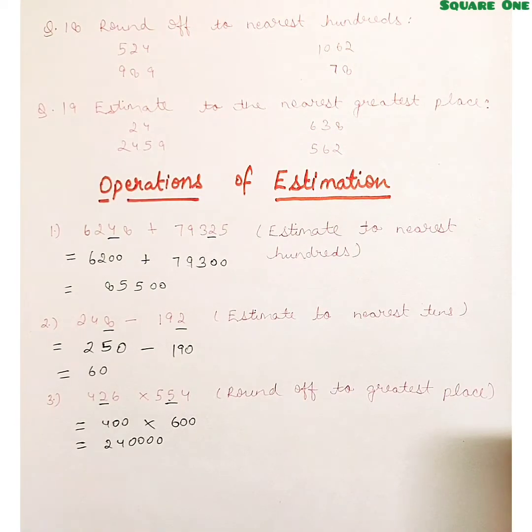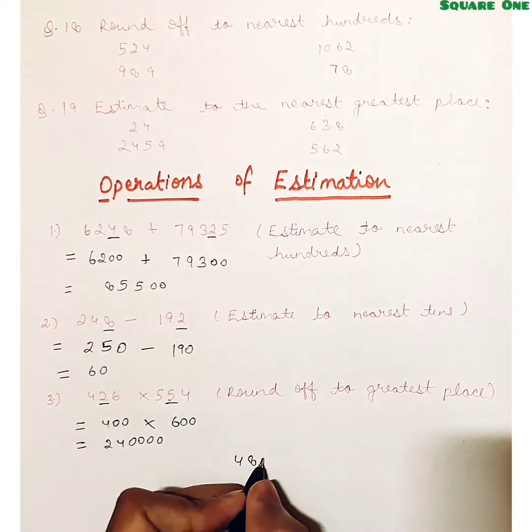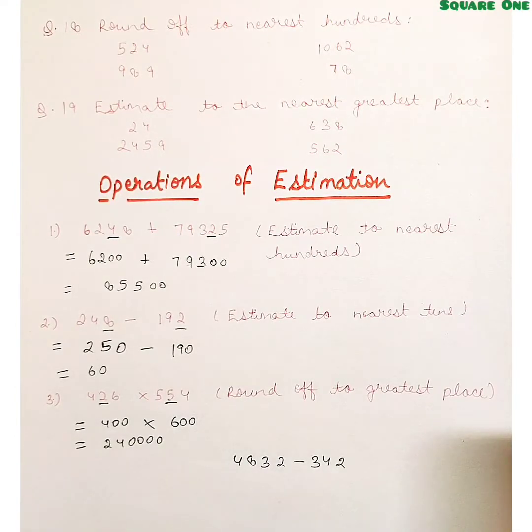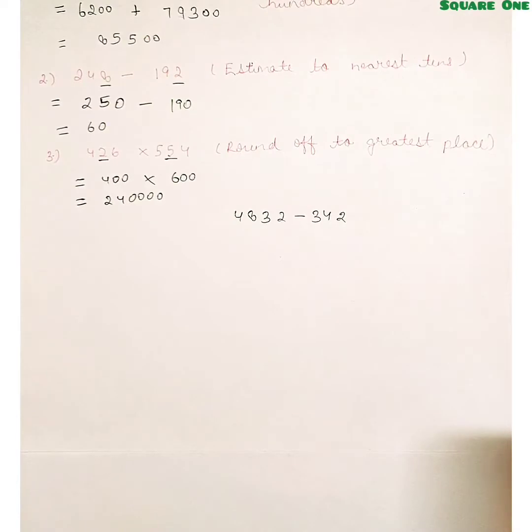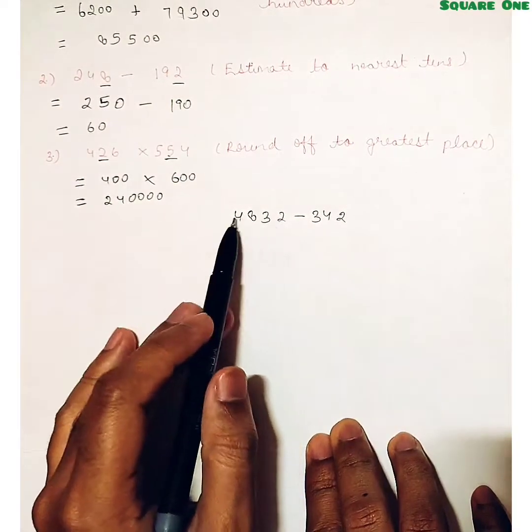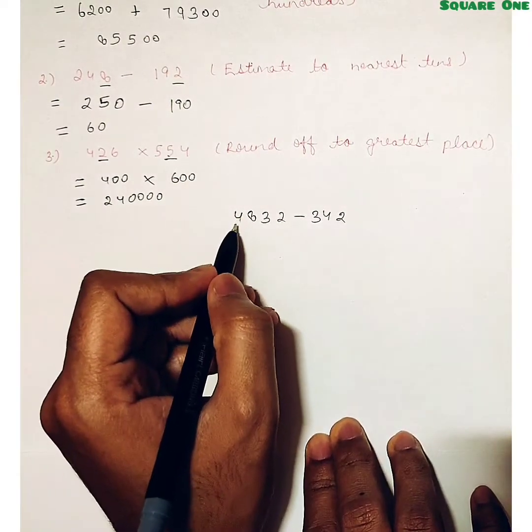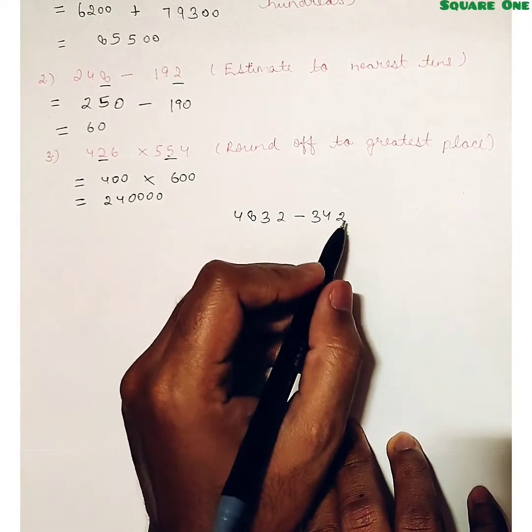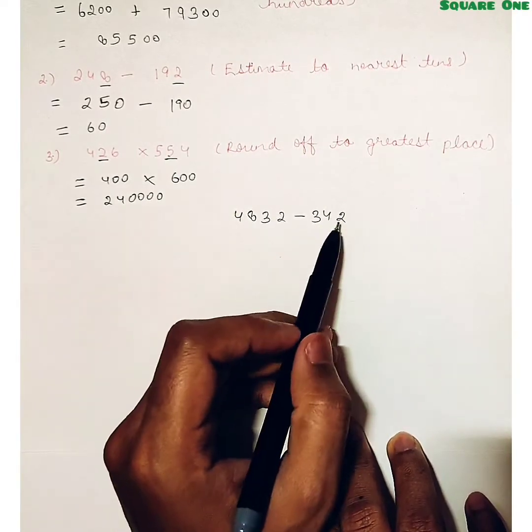Suppose you are given a question as 4832 minus 342. You have to estimate the solutions, but you are not given any place. So how do you know which place you have to round off the digits to? Suppose you decide to round off this 4832 to the thousands place, which is the greatest place, and 342 to the hundreds place, which is the greatest place in this number.